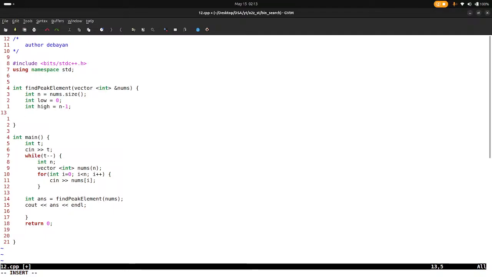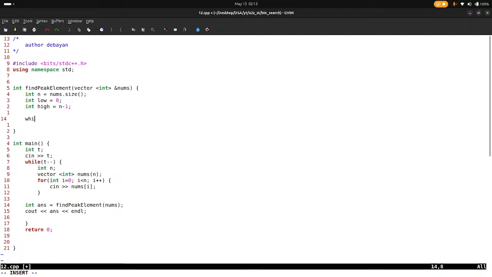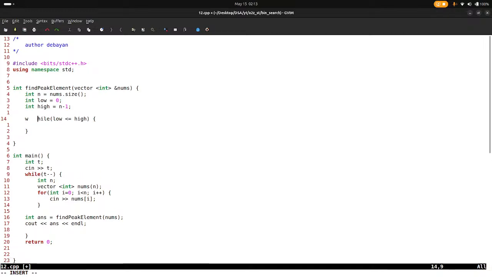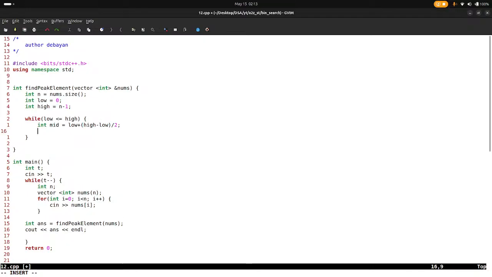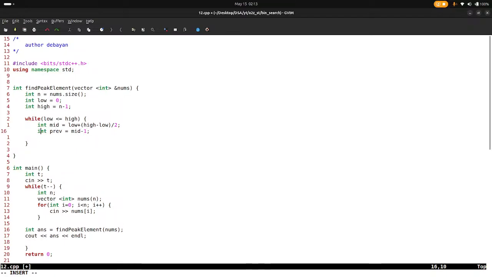See, there are so many things to do, but while low is less than or equal to high, int mid equals low plus (high minus low) by 2, and previous equals mid minus 1, sorry, previous equals mid minus 1, my bad.